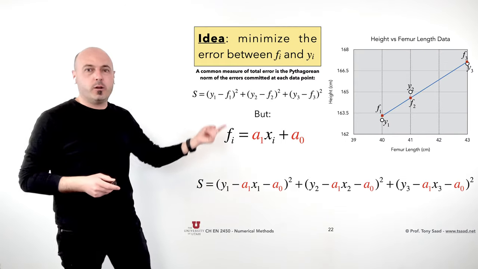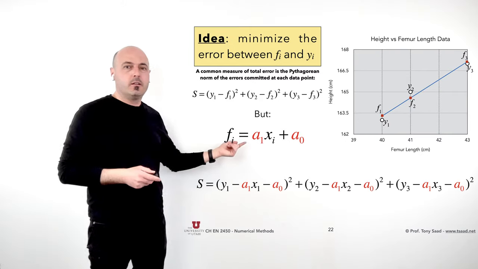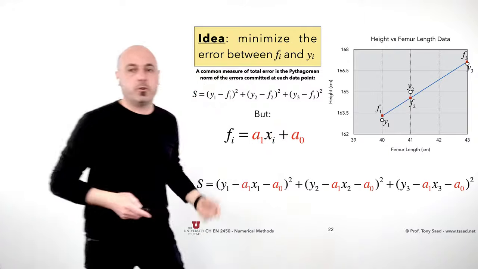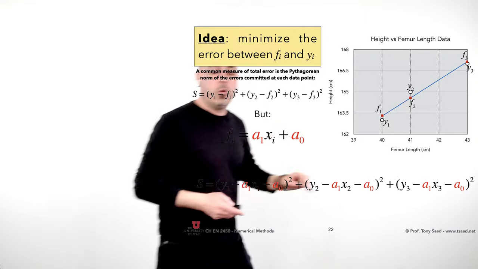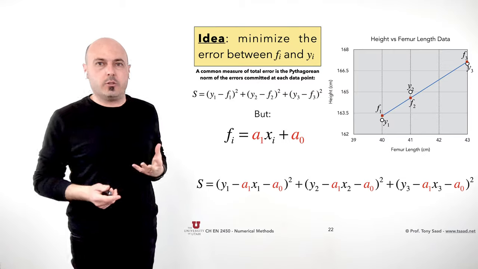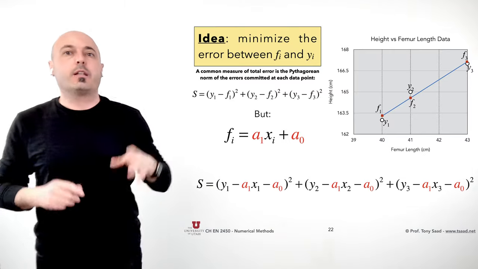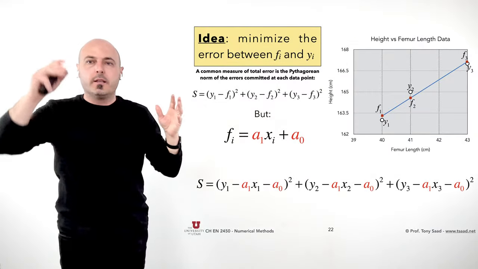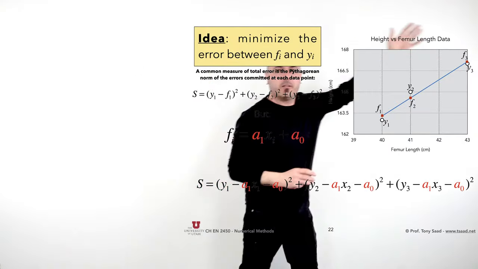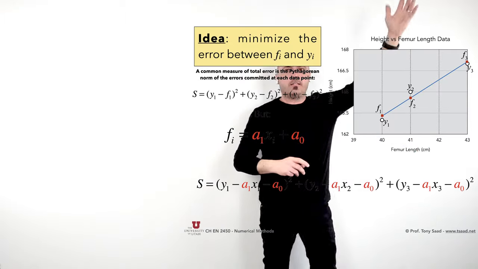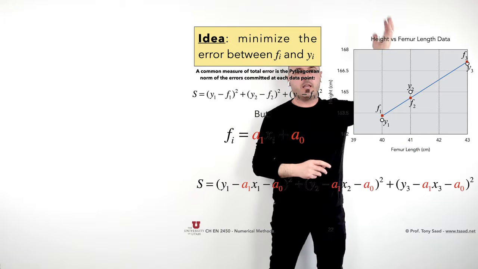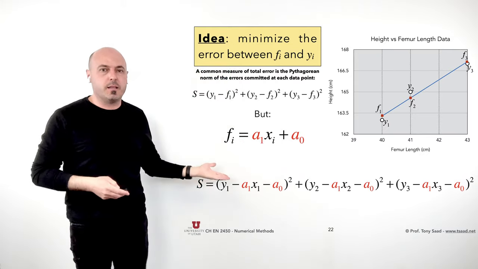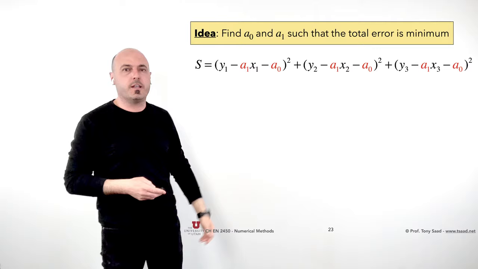You simply plug in F1, which is A1 X1, okay, plus A0. You plug it into the first term, and then the second term, and then the third term, and this is what you get. So this is a scalar value now, a single number that represents a measure of the total error committed over here. So there's this error that we committed by putting a curve between those points, and that gives us the total error. It's just a measure of the error.